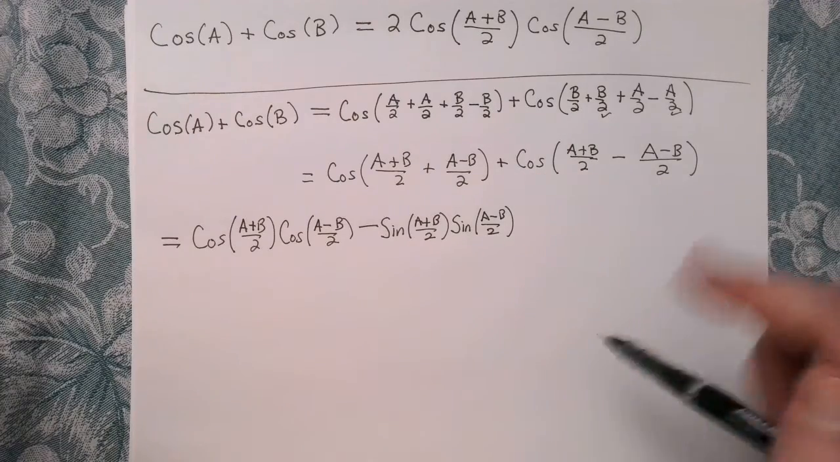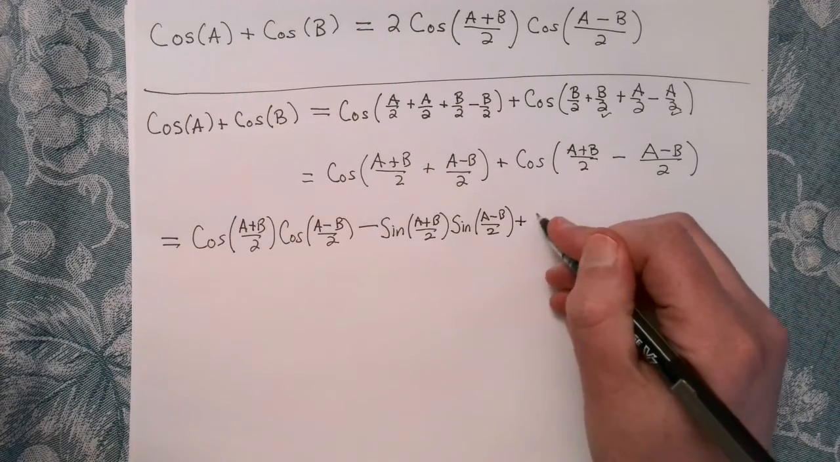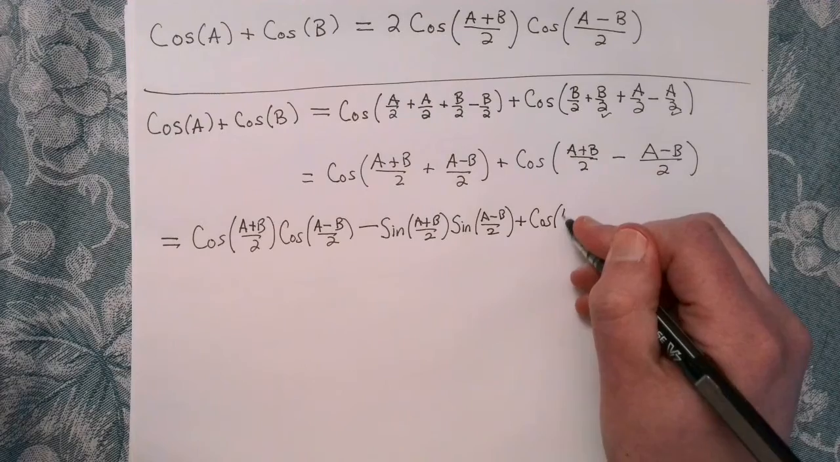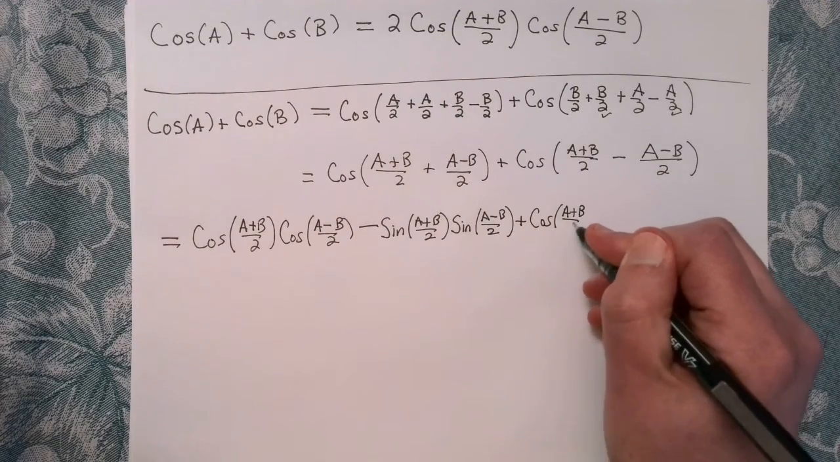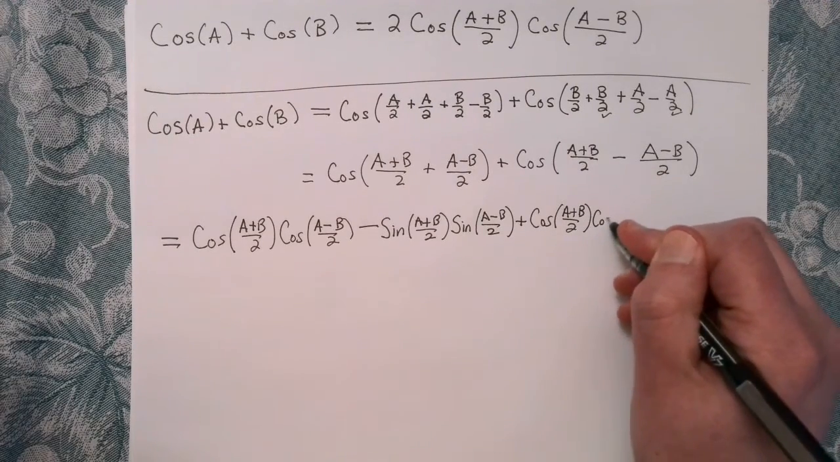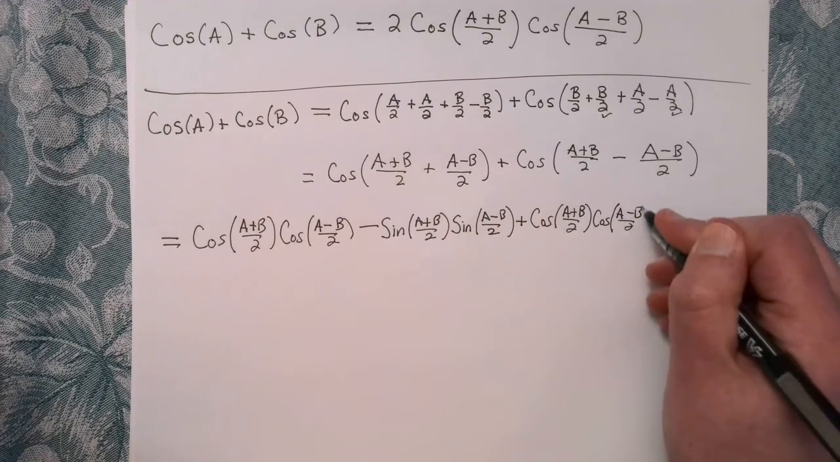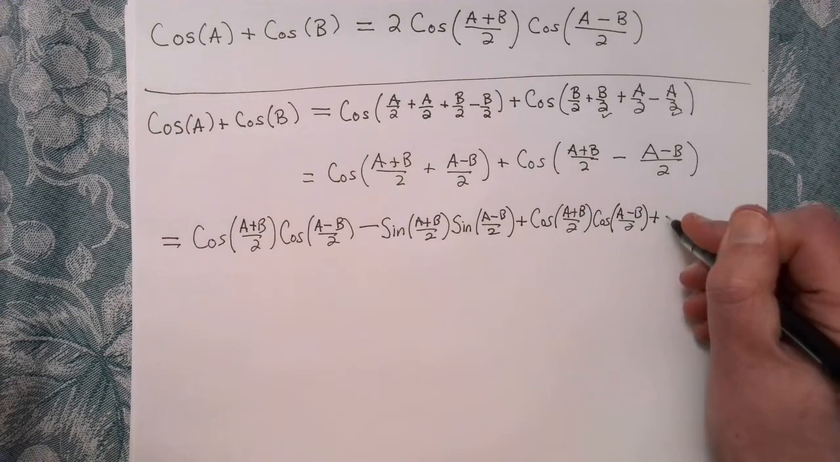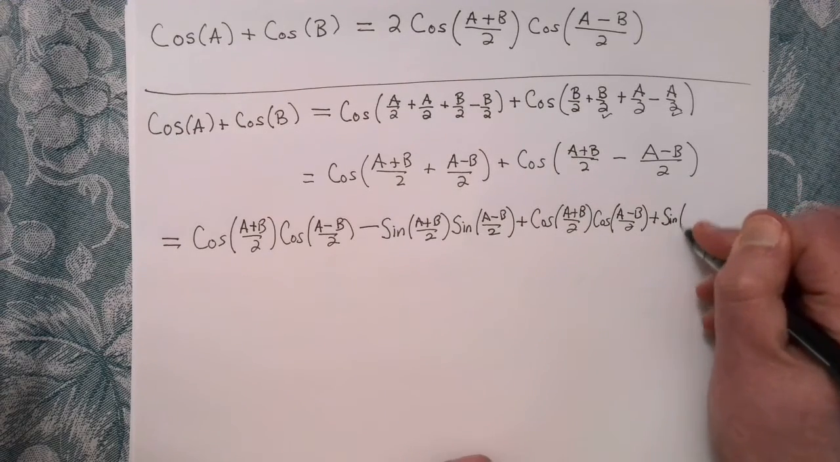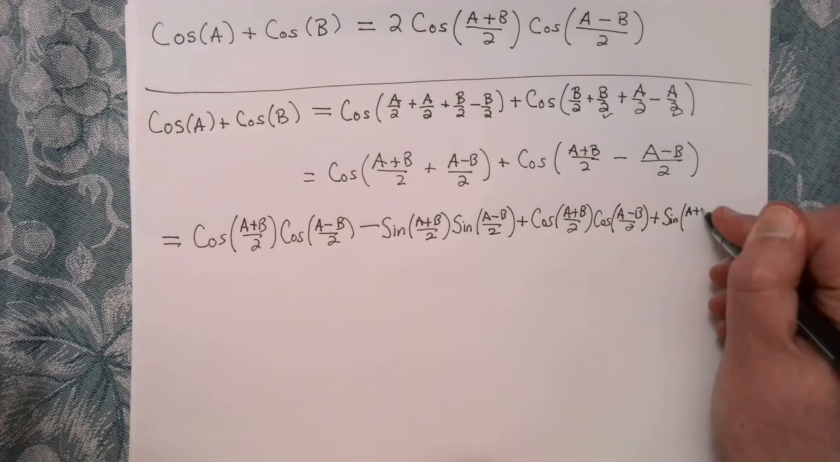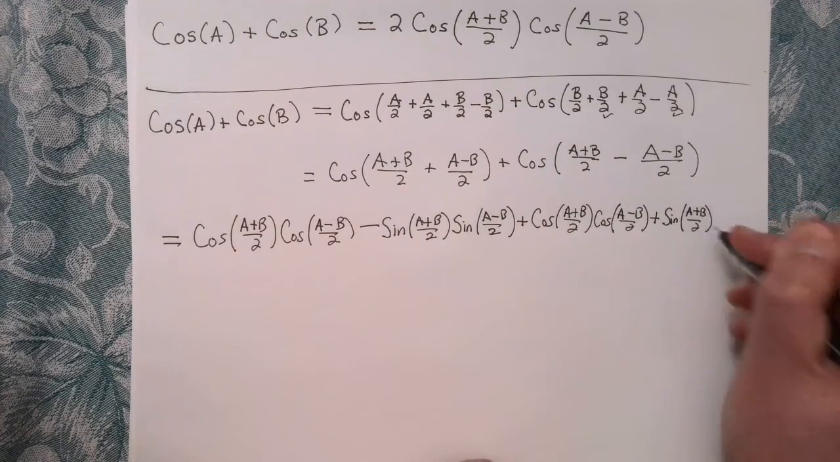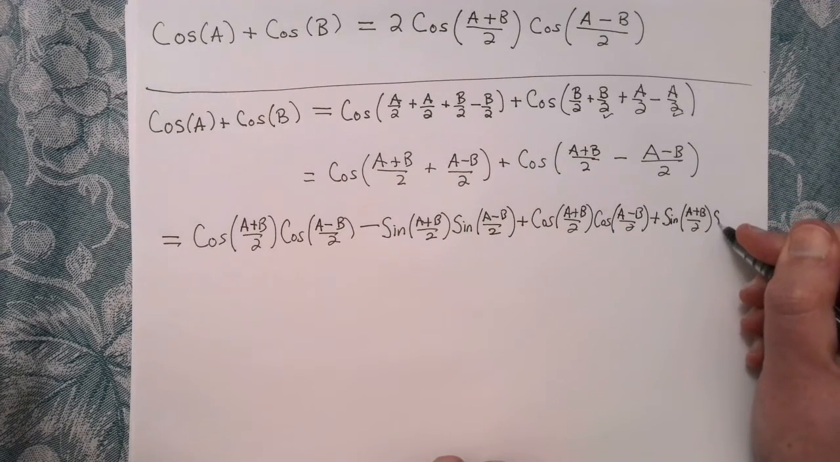We've got the cosine of the difference of angles. So that's going to be the cosine of the first times the cosine of the second plus the sine of the first angle times the sine of the second angle.